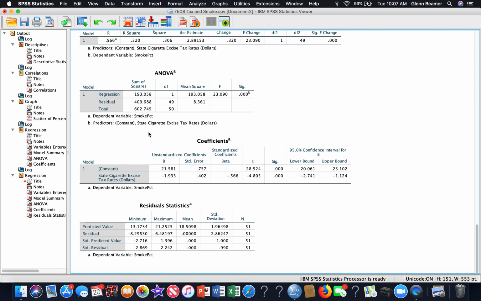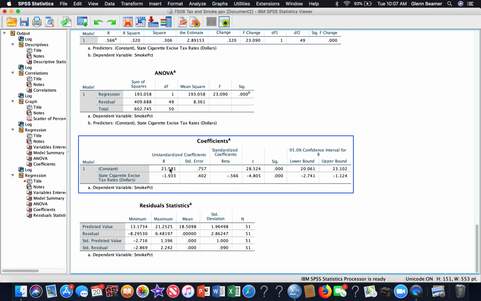And the standard error of estimate is down here in the residual statistics. They call it the standard predicted value, which is 2.76. So that's our basic output. I hope that this has been helpful.